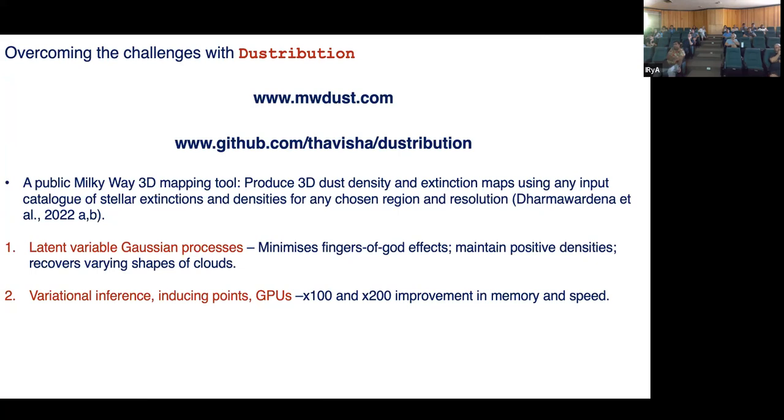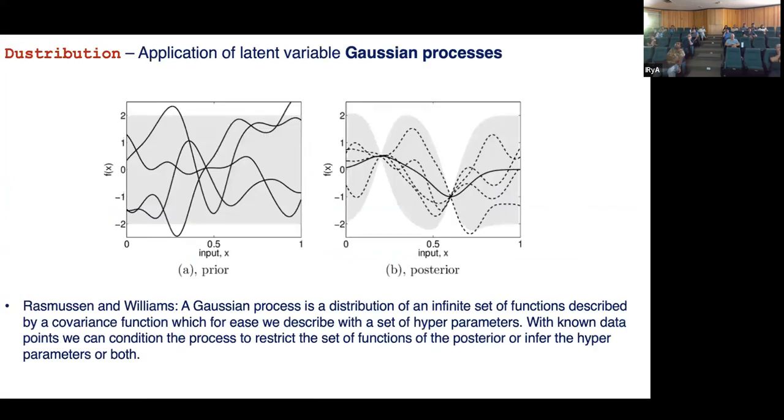And it's built on a few different techniques. The primary thing is that it's built on a Gaussian process, and the reason we use a Gaussian process is to minimize the fingers of God effect. I'll go into that a bit in the next slides. And then we use things like variational inference and, of course, GPUs to really improve the runtime and speeds. Currently, with GPUs, Distribution is able to map the whole Milky Way out to about 3 kiloparsecs, the results I'll show, in about a week, at 1.7 parsec resolution. So very quickly, I'm going to go over some of the technical terms just so that we're all on the same page.